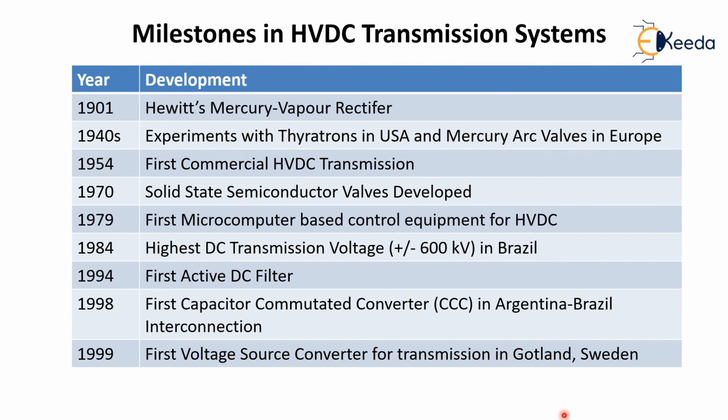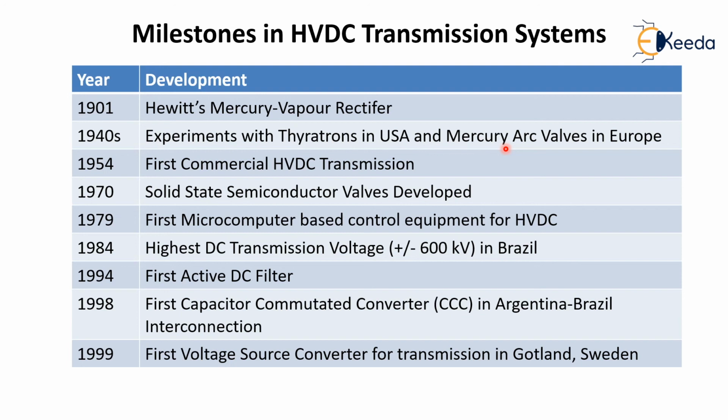In 1901, Hewitt's mercury vapor rectifier was developed. In the 1940s, experiments with thyratrons in the USA and mercury arc valves in Europe started. In 1954, the milestone discussed already, the first commercial HVDC transmission started. In 1970, solid-state semiconductor valves were developed. In 1979, the first microcomputer-based control equipment for HVDC started. And in 1984, the highest DC transmission, plus or minus 600 kilovolt, started in Brazil, and at that time it was the highest. Now it has moved even to plus or minus 800 kilovolt.